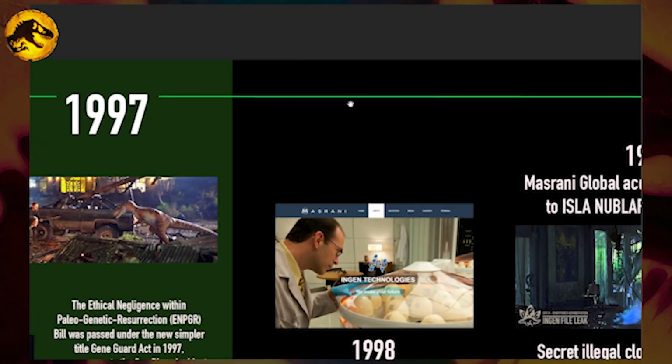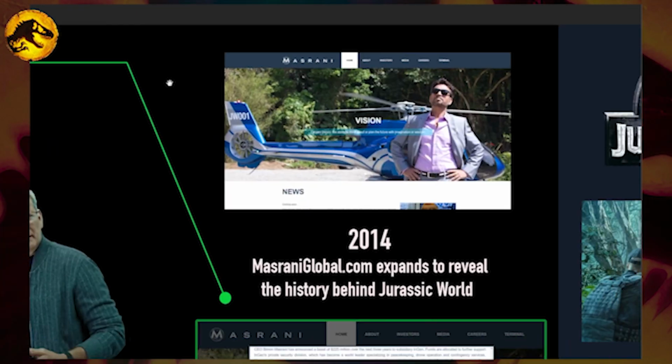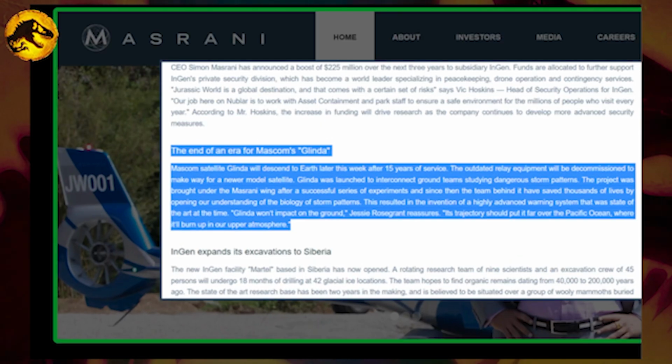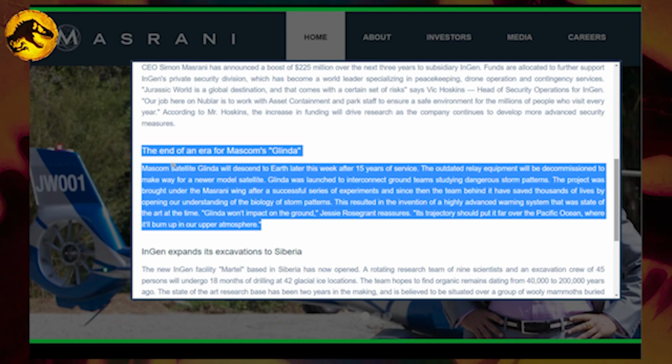Now, I've drawn a line here that goes all the way to 2014, because on MasraniGlobal.com there was a news update that we wrote that says the end of an era for Mascom's Glinda. "Mascom's satellite Glinda will descend to Earth later this week after 15 years in service. 15 years, hey? The outdated relay equipment will be decommissioned to make way for a newer model satellite.